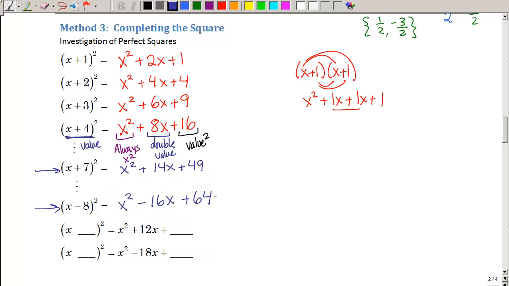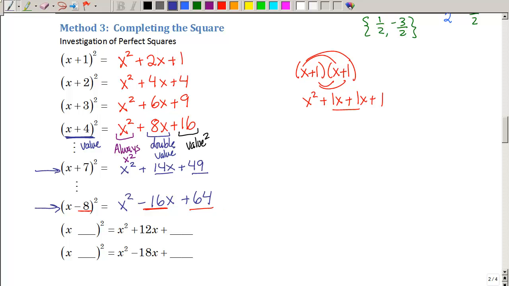Did you get the following perfect square expansions? x squared plus 14x plus 49. 14 is double 7. 49 is 7 squared. Similarly with (x - 8) squared, negative 16 is negative 8 doubled. Notice that it still works for negatives. Negative 8 times 2 is negative 16. It is the value doubled. For the last term, we have negative 8 squared, which is positive 64.